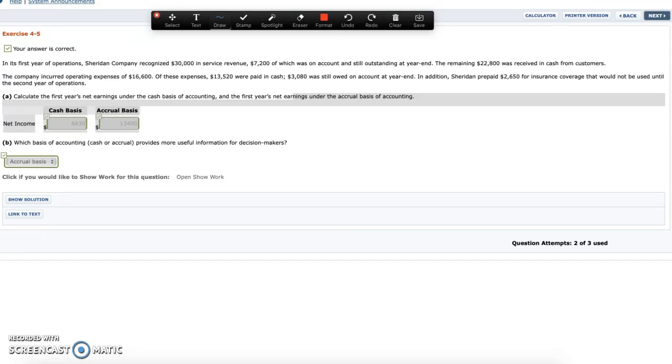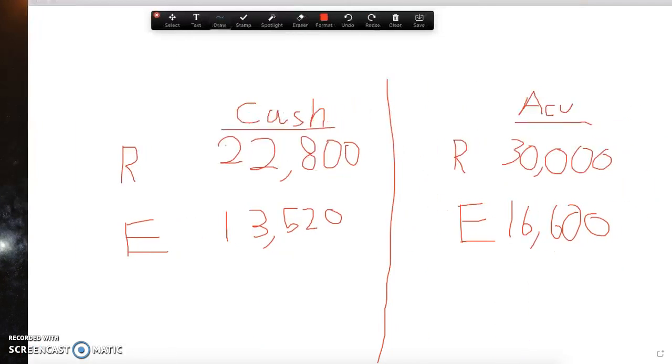So what I did was separate that out into two sides. If we're doing cash accounting, then we would recognize the $22,800, and under accrual we recognize the whole 30,000.